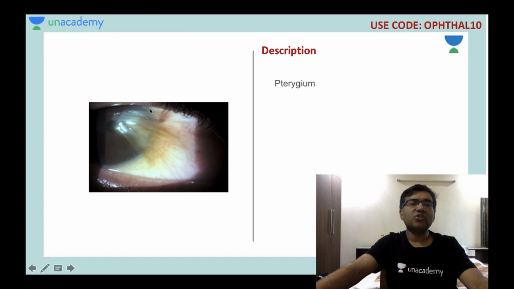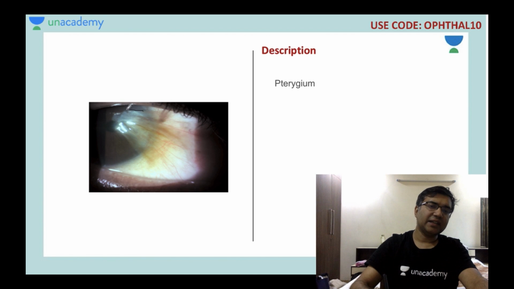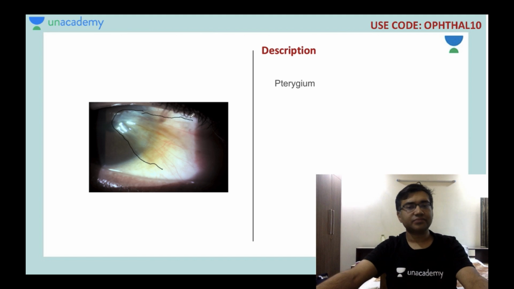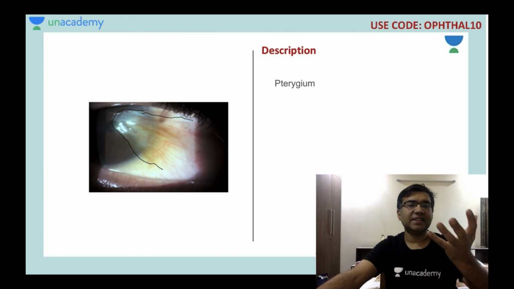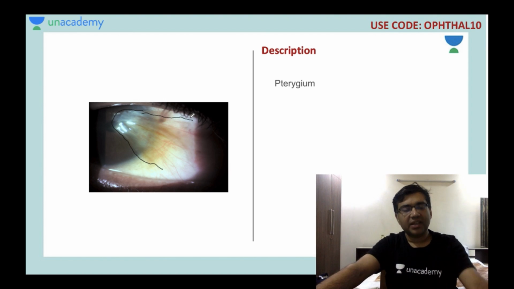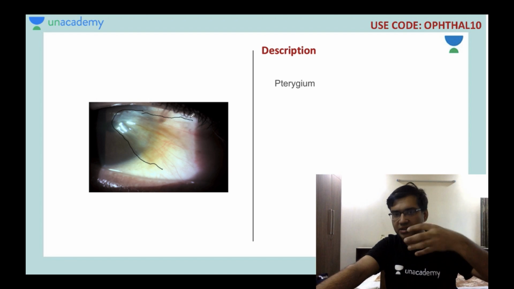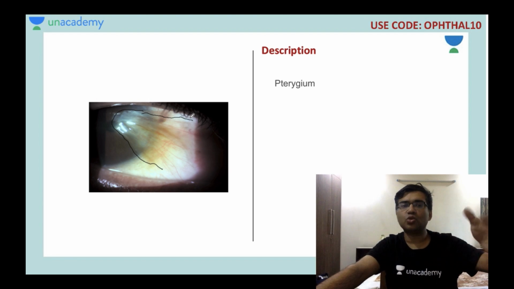Okay, then this is also an important image, asked many times. This is basically a pterygium. If you can see here, this area is a fold of conjunctiva which is encroaching the cornea. So this is basically a vascular ingrowth which is impinging the cornea and covering it. This is called pterygium. Remember, whenever there is a pterygium, this is basically a collagenous degeneration. This degeneration has caused the conjunctiva to go upwards towards the cornea.